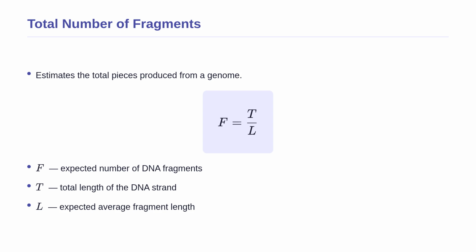If the total genome size increases, the number of fragments F will increase. Conversely, if we use an enzyme with a larger average fragment length L, the total number of fragments F will decrease, giving us fewer, larger pieces of DNA.